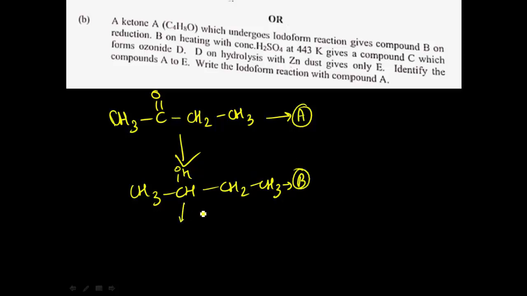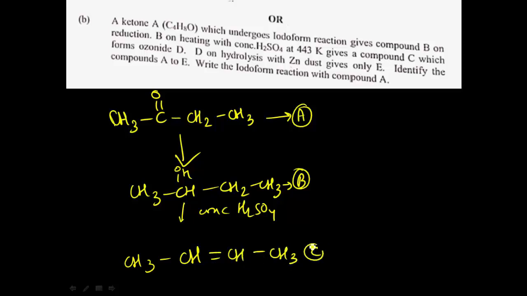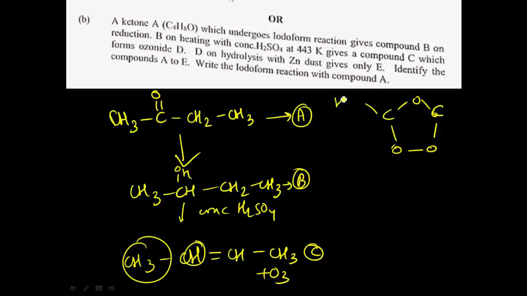Now B, we are reacting with concentrated H2SO4 at 443 K, which means 170 degrees Celsius. So in this case, we are not gonna get an ether, but we'll get an alkene. The most substituted alkene. This is our C. Now we are adding ozone with this. We are getting ozonide. So this is C. We have a CH3 and an H attached to this C.